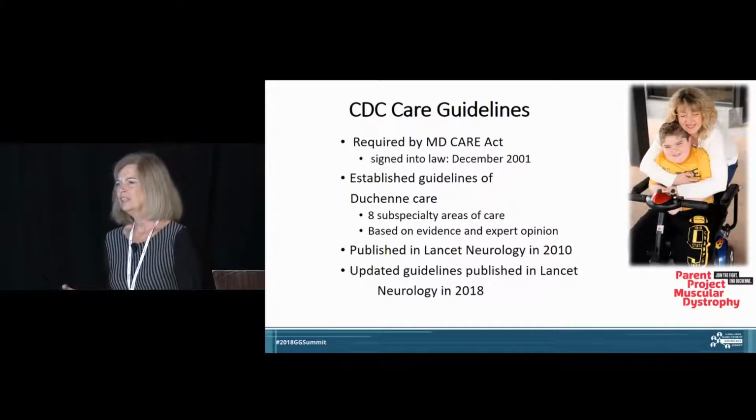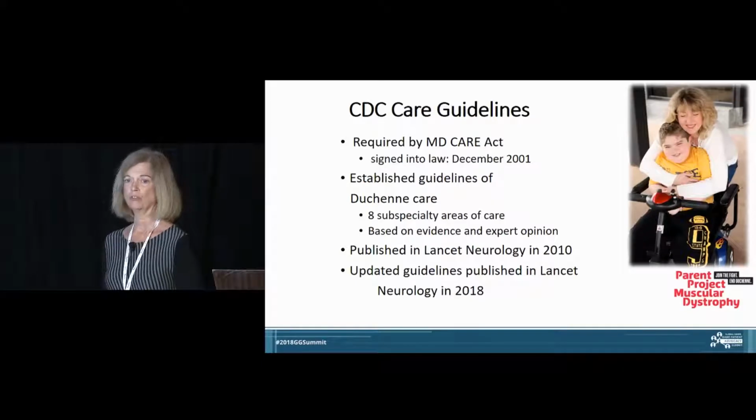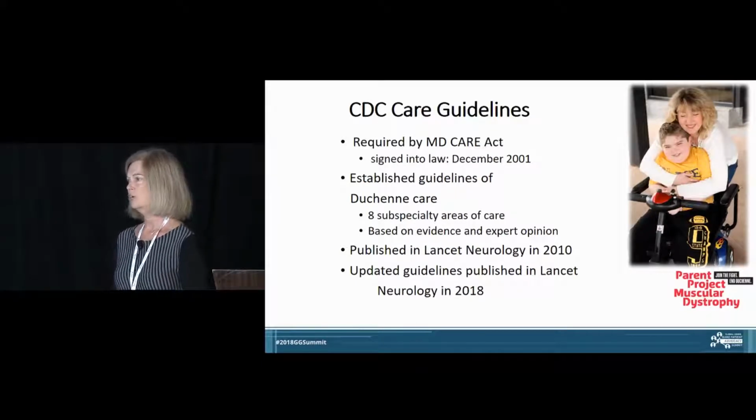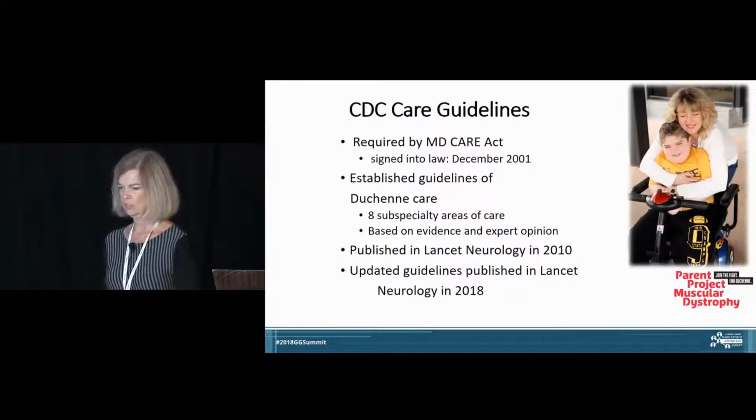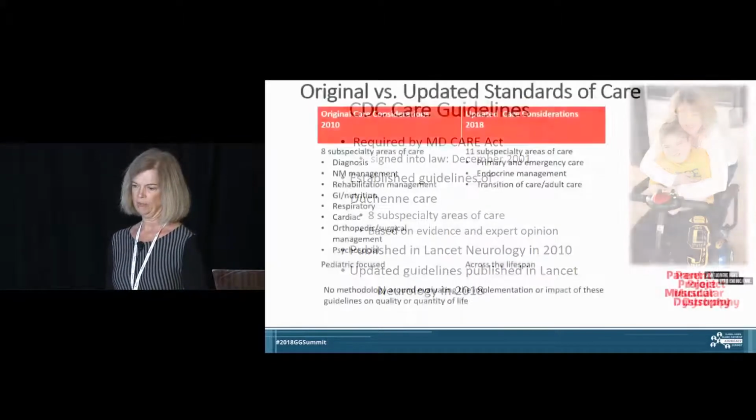Just as Jeffrey said, we didn't have a lot of evidence. There's a lot of rare diseases, and when you go to the literature to look for evidence to base standards of care on, if there's not been a lot of research done in those areas, there isn't evidence available. And so the initial guidelines were largely based on expert opinion to try to standardize care across the neuromuscular specialists across the country. They were published in 3 volumes of Lancet in 2010 and have been recently updated.